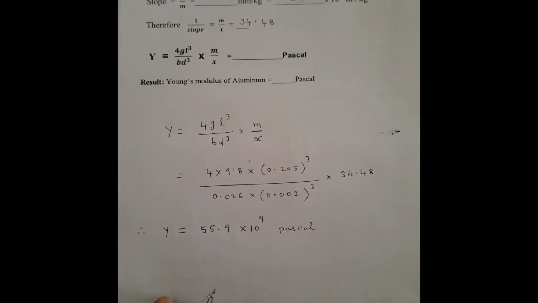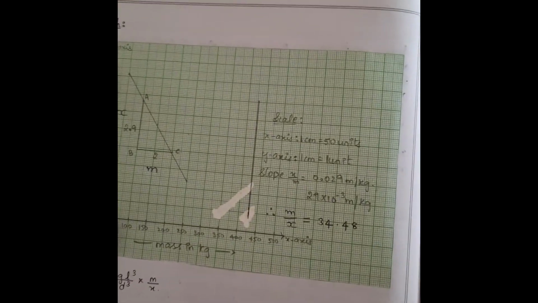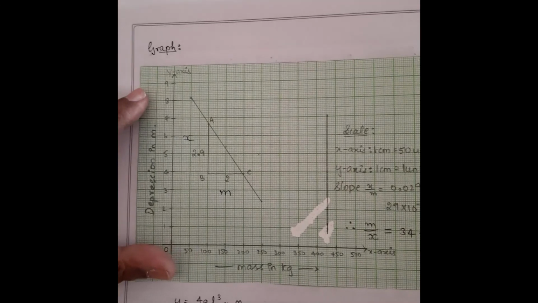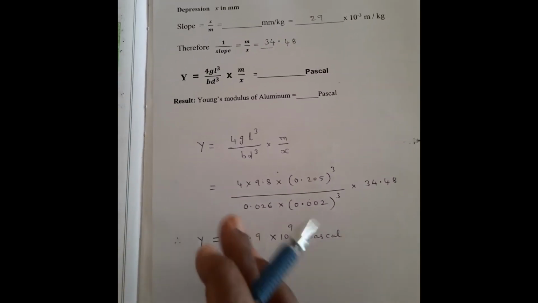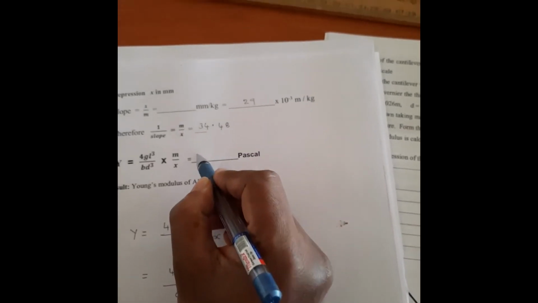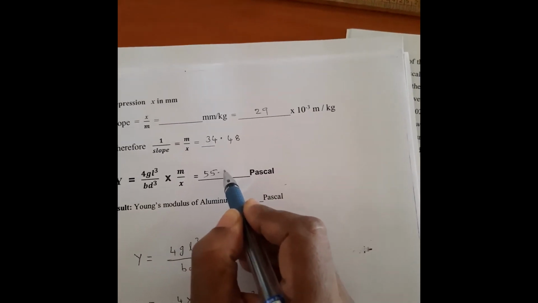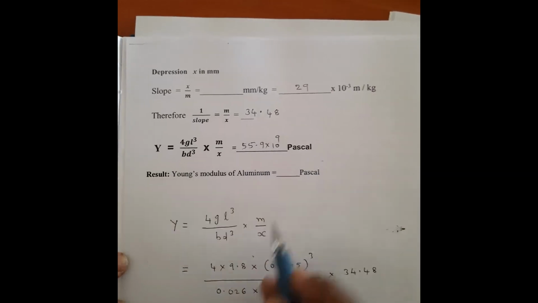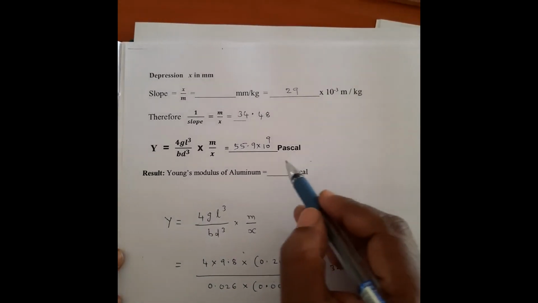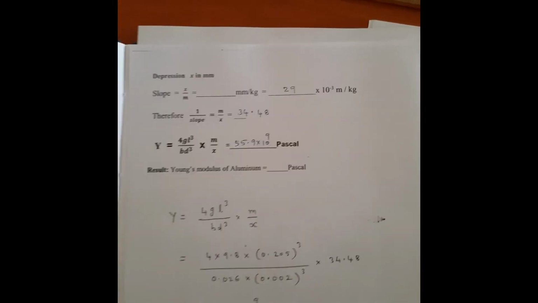This is the way of plotting the graph and also doing the calculation. This is the graph, and this is the way of doing the calculation. And finally we have to enter the reading here: 55.9 into 10 to the power of 9 Pascal. So this is the value that we have to calculate.